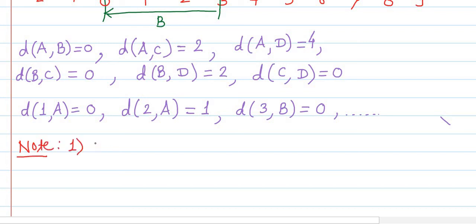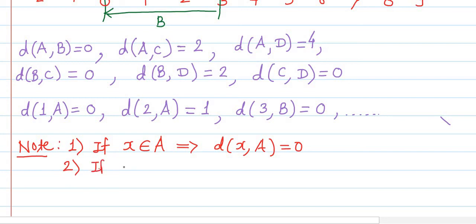Number first, if x belongs to A, means if x is a point of set A, then this implies that distance of x from set A is equal to 0. Next, number second, if distance of x from set A is equal to 0, then this doesn't imply that x belongs to A, which is clear from the earlier example that was discussed just now.